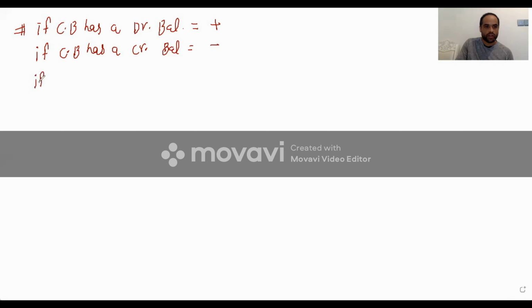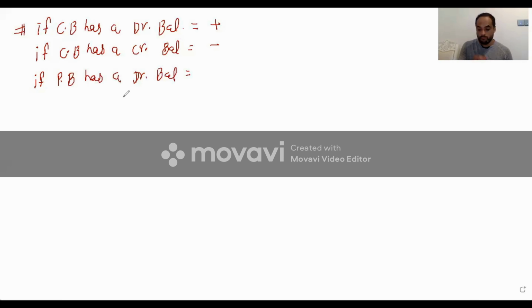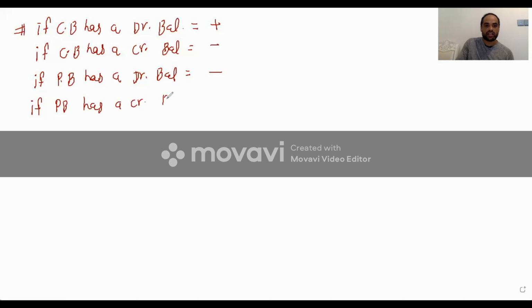Same thing if the question says the passbook has a debit balance. You know that passbook means bank. Bank debit means cash credit, or cash debit means bank credit, right? So passbook debit means we have a negative. And if the question says the passbook has a credit balance, it means in your bank account you have this much money.